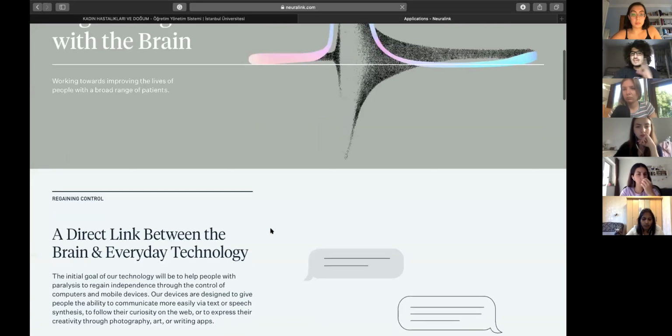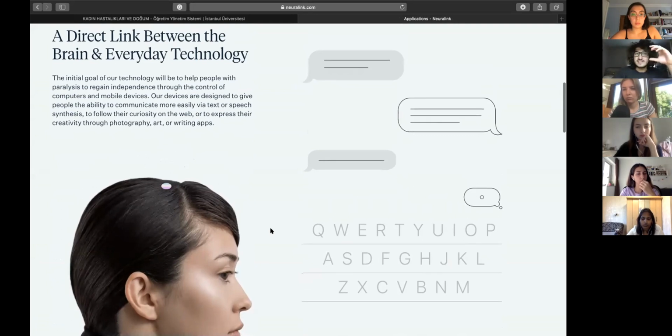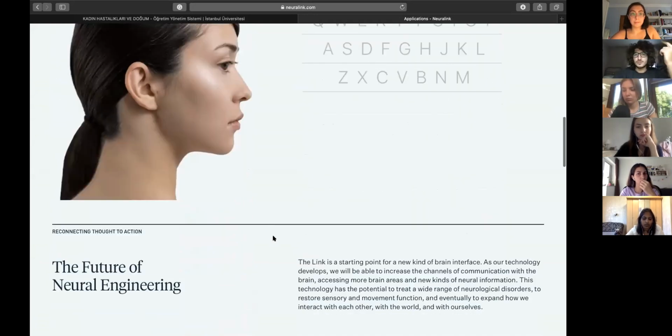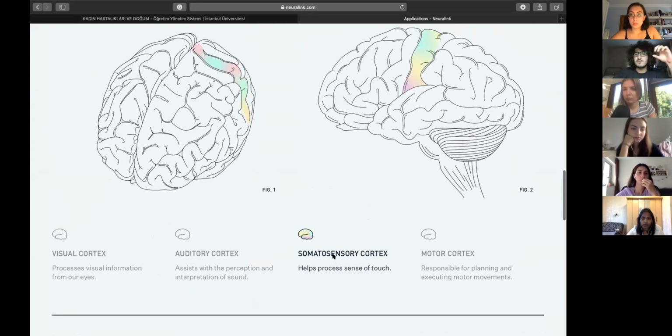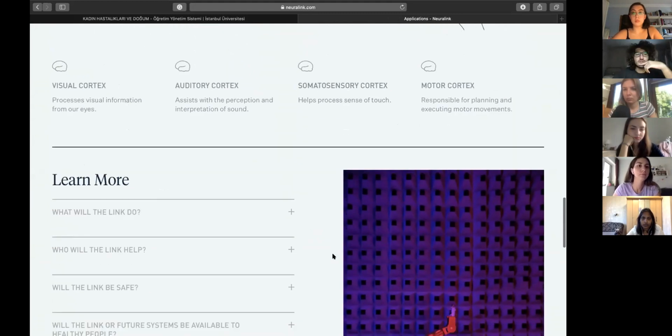And also you can just enter this website and read. So the thing is, they want to create a direct link between the brain and everyday technology. The future of neural engineering, they say, as we talk here, the auditory cortex, somatosensory cortex, they want to have a collaboration between these parts of the brain neuroanatomically, and I won't be going into much detail on that.